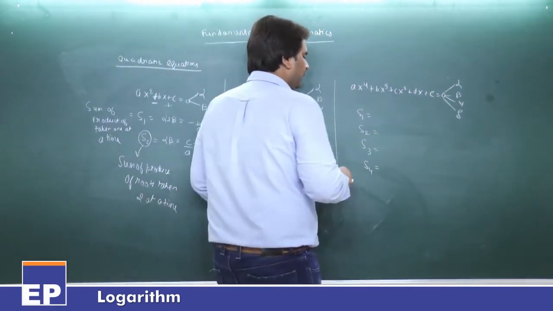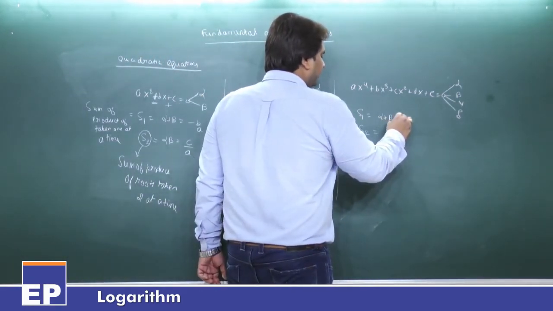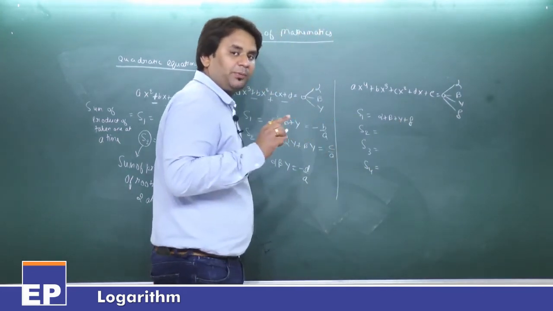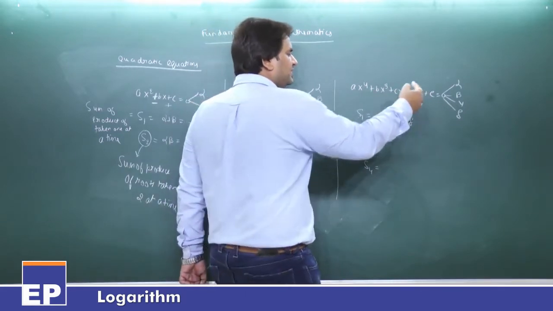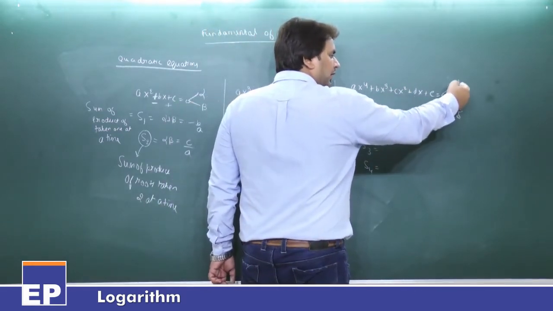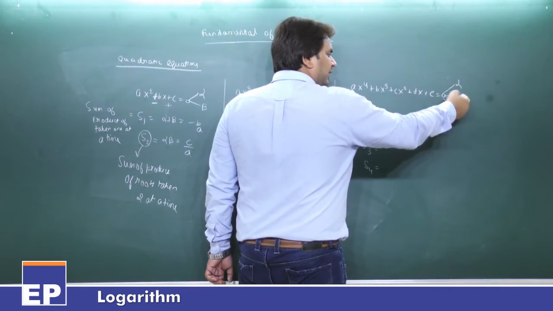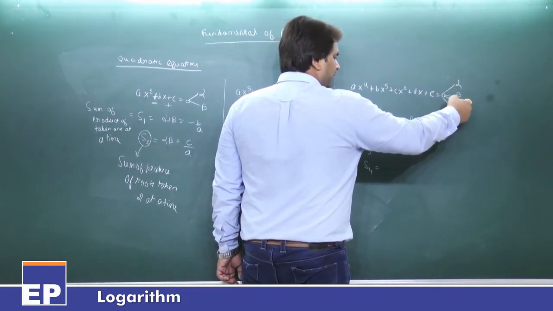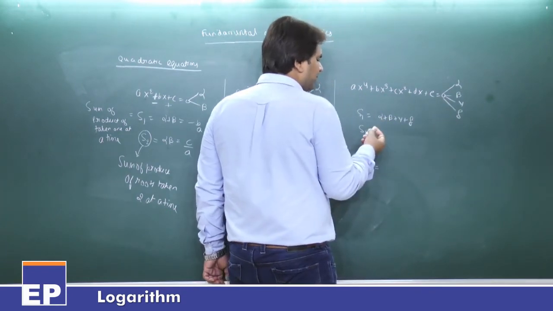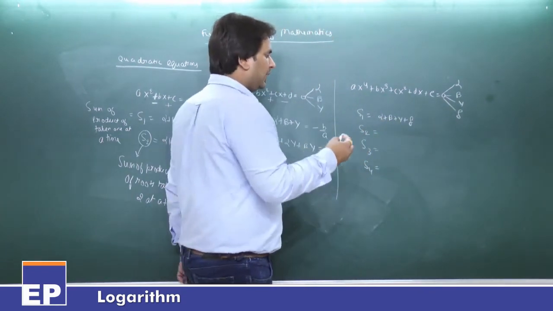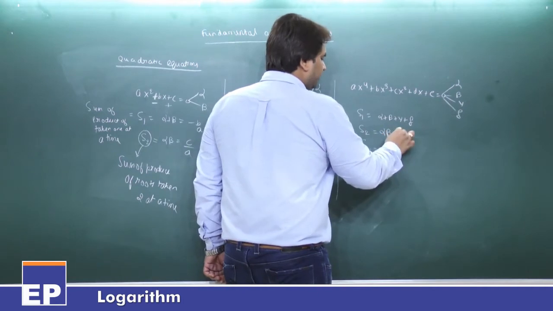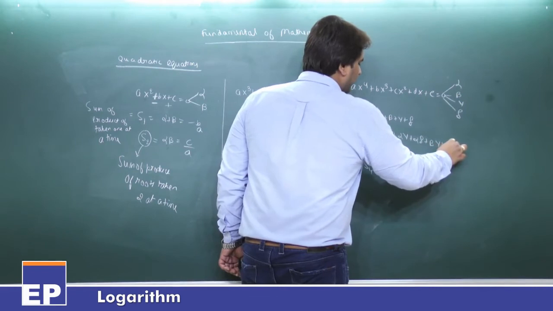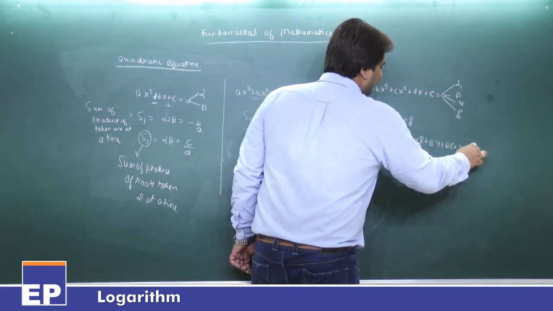So what is S1? S1 is alpha plus beta plus gamma plus delta. What is S2? S2 is the sum of the product of the roots taken 2 at a time. We will start with alpha: alpha beta, alpha gamma and alpha delta. Then we will start with beta: beta gamma and beta delta. Then we will start with gamma: gamma delta. So the sum of the product of the roots taken 2 at a time is alpha into beta plus alpha into gamma plus alpha into delta plus beta into gamma plus beta into delta plus gamma into delta.